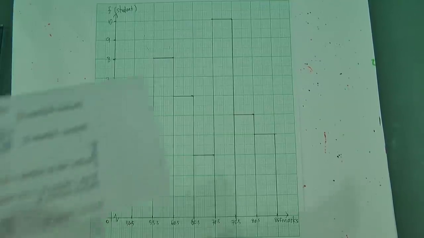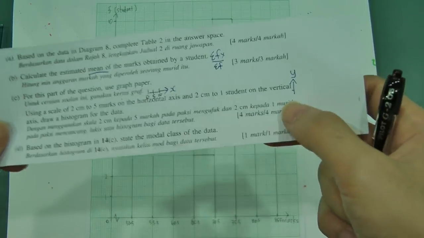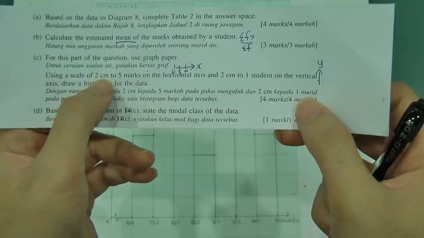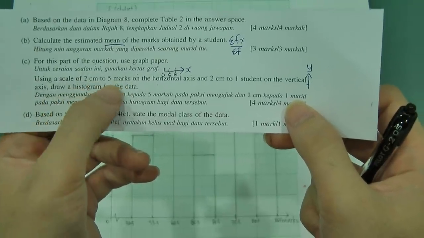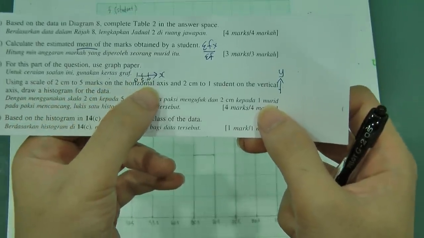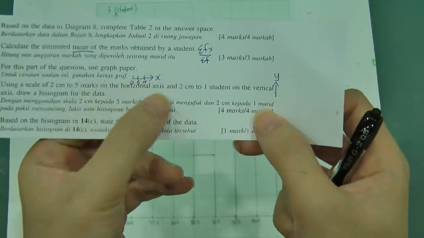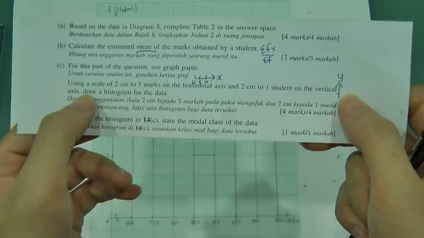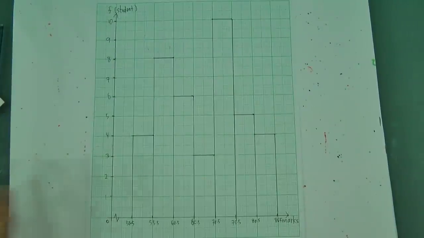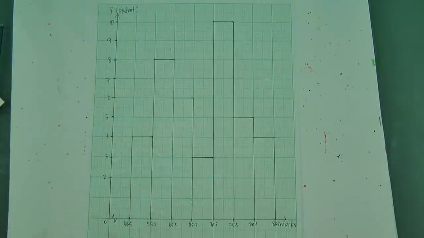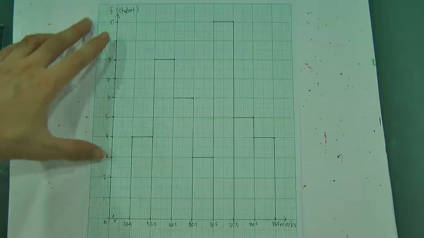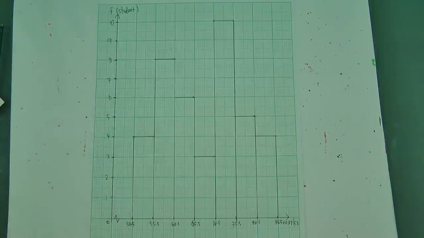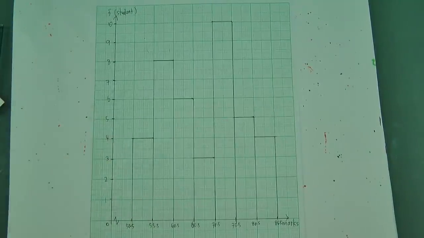And actually it's very easy to get this 4 marks. Alright, you get the 4 marks. First is because when you got the skill correct, 2 cm for 5 marks on the horizontal axis, means you understand this is the x-axis, and 2 cm for one student on the vertical axis, you understand this one, you get 2 marks. And then you draw the diagram correctly, you will get another 1 mark, and then I think drawing the diagram correctly is 2 marks, I guess. Okay, yeah, then you get 4 marks.